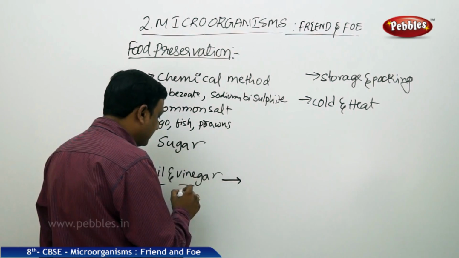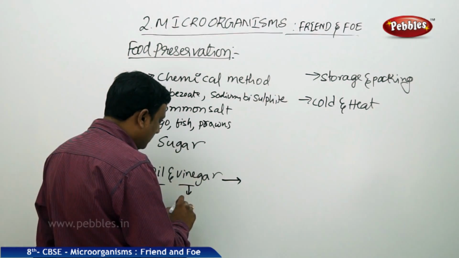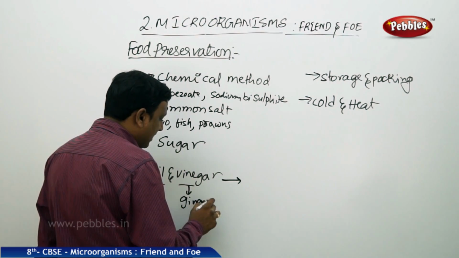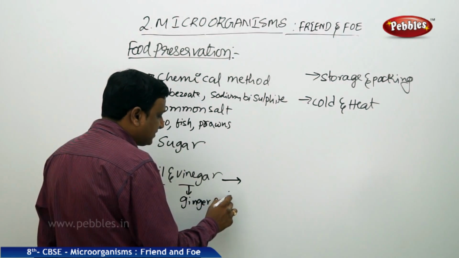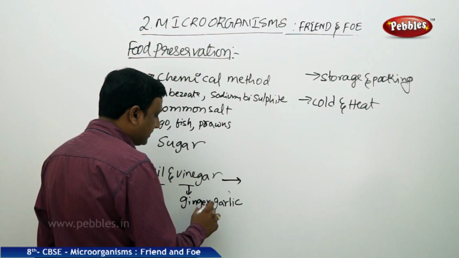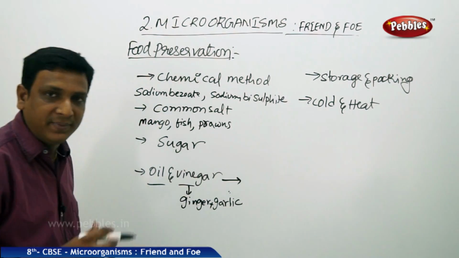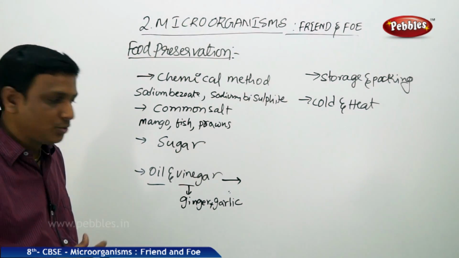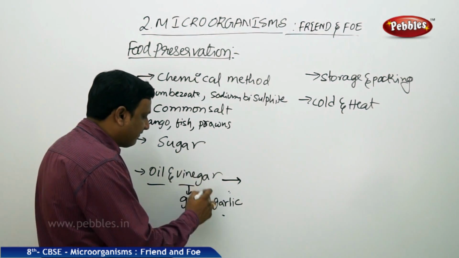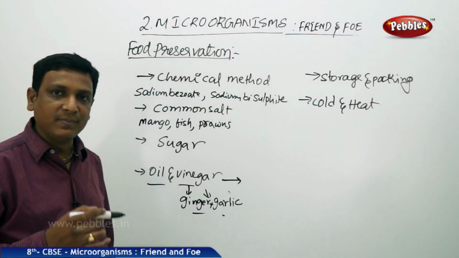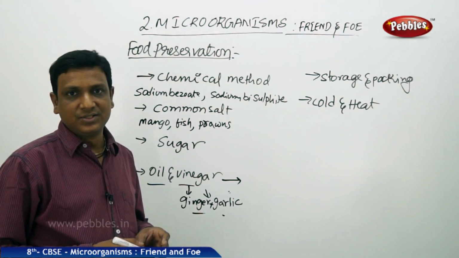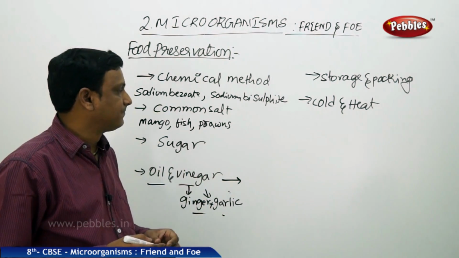For example, it is mixed with ginger garlic paste. This paste is made using ginger plus garlic ground into a paste which is used in dishes, but it gets spoiled. To avoid the spoilage of ginger and garlic, vinegar is added. Likewise, for many foods, vinegar is added. Even in pickles vinegar is added. So it will prevent the growth of microorganisms.